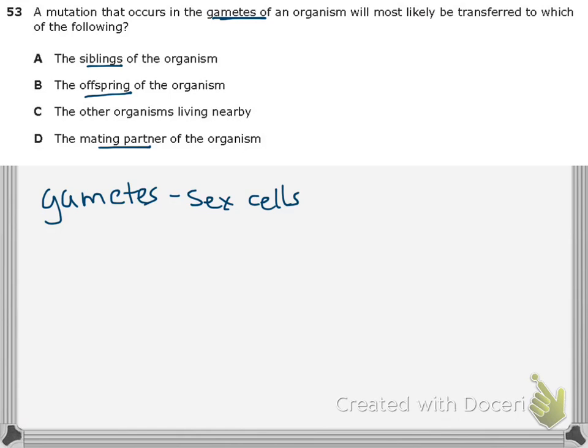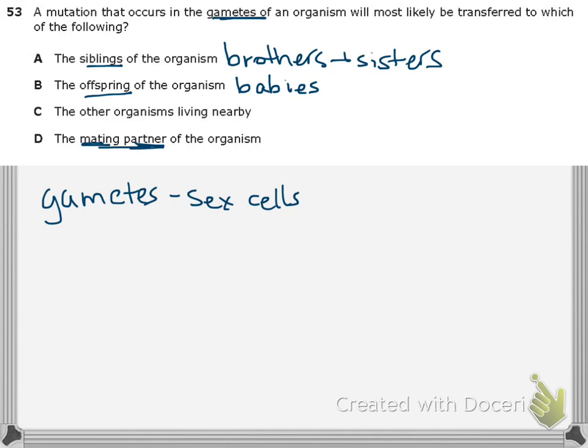Then siblings means brothers and sisters. Offspring are the babies of an organism, the children. And then mating partner is the partner with which an organism is mating. It makes sense, right? Mating partner. So if we have a female dog and a male dog, the one is the mating partner of the other if they are mating to have offspring, to have babies.